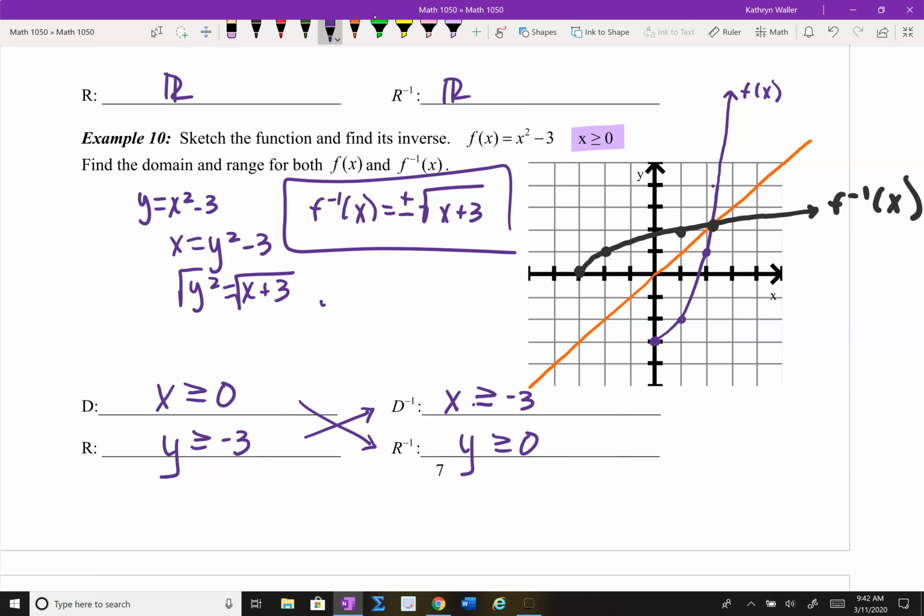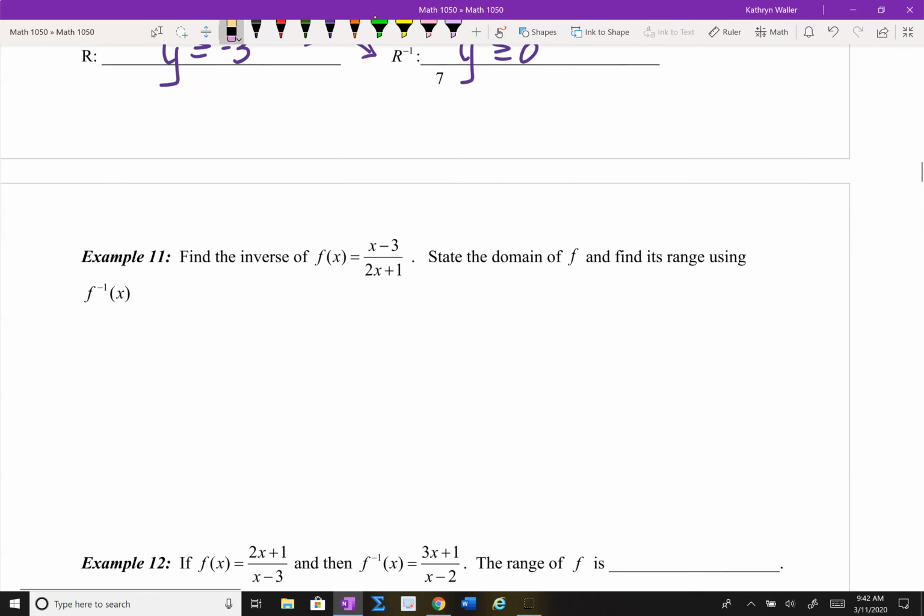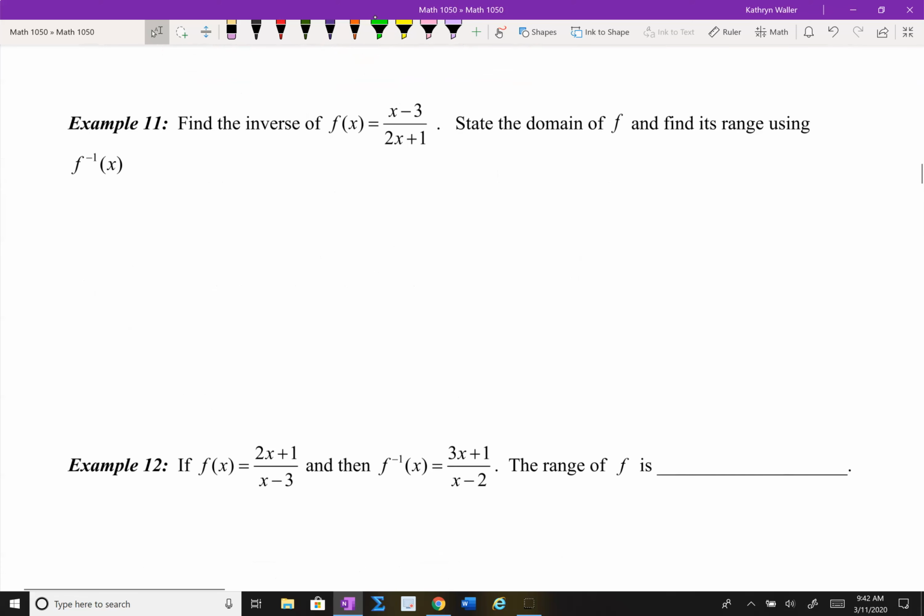So look, a normal square root looks like that. If you have a negative in front, the graph would look like that. Does that black graph look like that? No. So I know it's not the negative. I know it's just the positive. Good. Okay? Okay, examples 11 and 12, and then we're done.